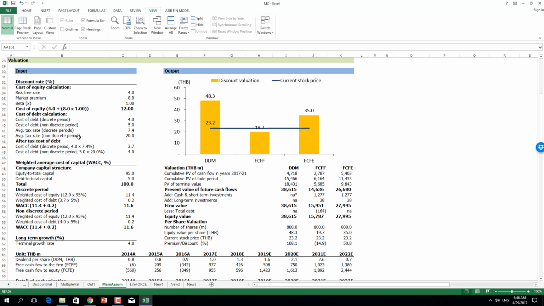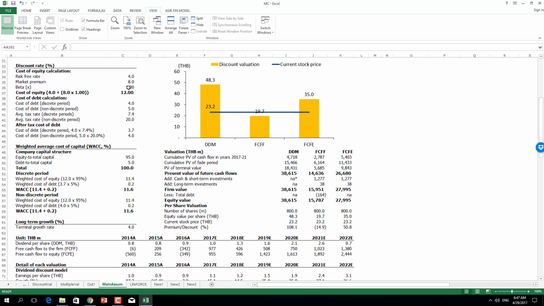Now, when we discount the free cash flow to the firm, that's a slightly different thing. We call that a free cash flow to the firm valuation. So you can see I call this discount valuation because these are three different cash flows that we're discounting. And we can see our DDM value, dividend discount value, is 48. The free cash flow to the firm is 19.7, and the free cash flow to equity is 35. Why are these so different? Well, this page would allow us to start thinking about that.